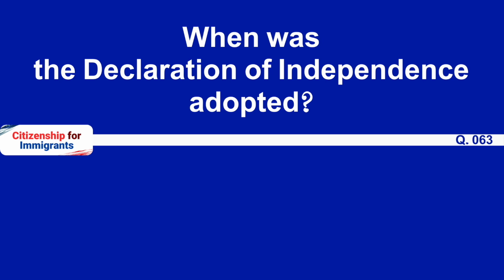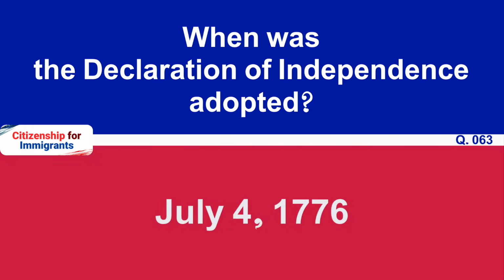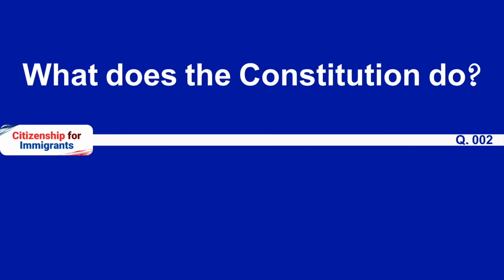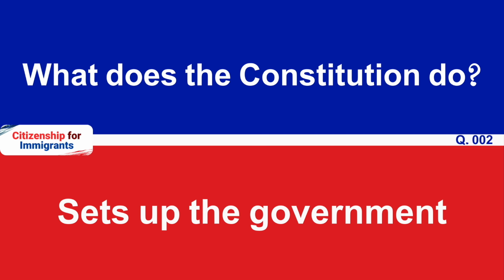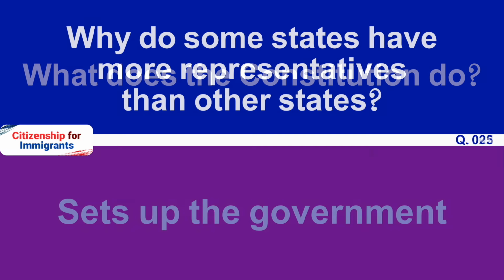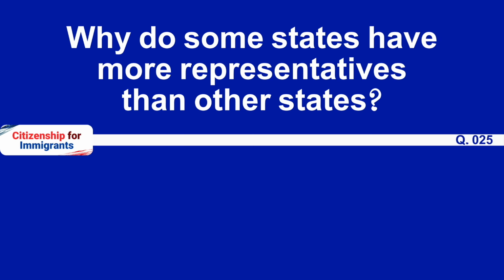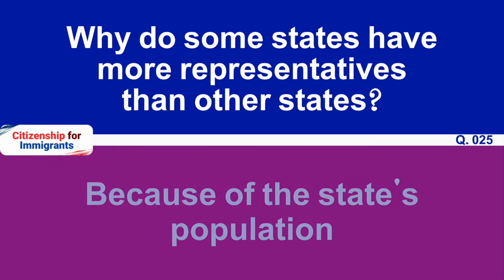When was the Declaration of Independence adopted? July 4, 1776. What does the Constitution do? Sets up the government. Why do some states have more representatives than other states? Because of the state's population.